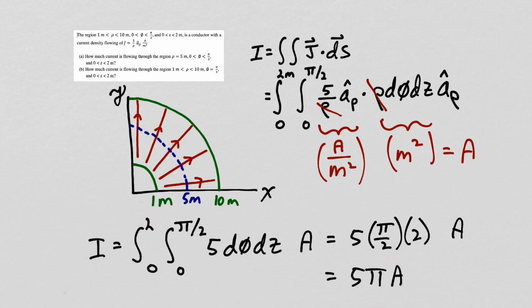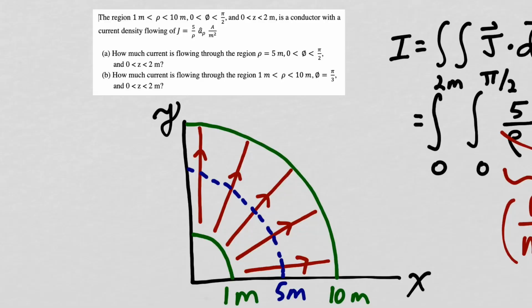Now let's look at our second surface. It extends from rho equals 1 to 10 meters. Phi is constant at pi over 3. So pi over 3 would be this surface right here, extending from rho equals 1 to 10 meters, and z extends from 0 to 2 meters.